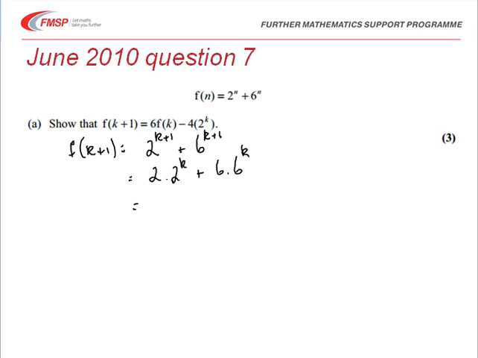So that's going to be 6 times f of k. Well, if I just actually write out what f of k is, it's 6 times 2 to the power k plus 6 to the power k. But I'm going to have to subtract from that 4 times 2 to the power k. So that makes the lines move on one from the other. So we've got on the second line 2 to the power k plus 1. So if I want 6 to the power k plus 1, I'm going to have to subtract 4 times that.